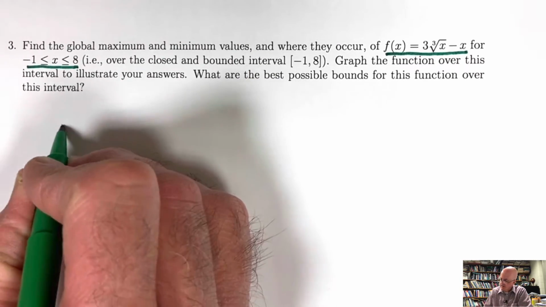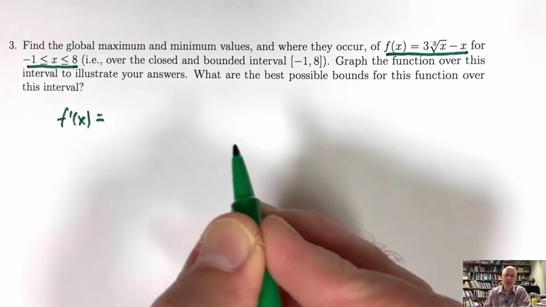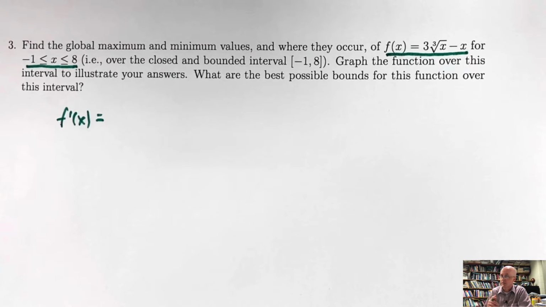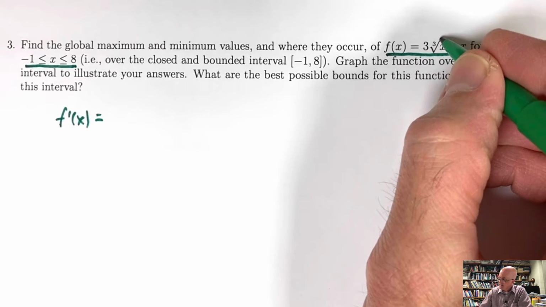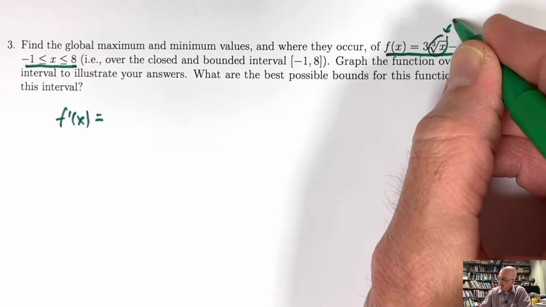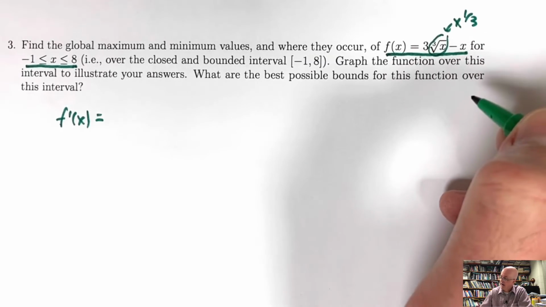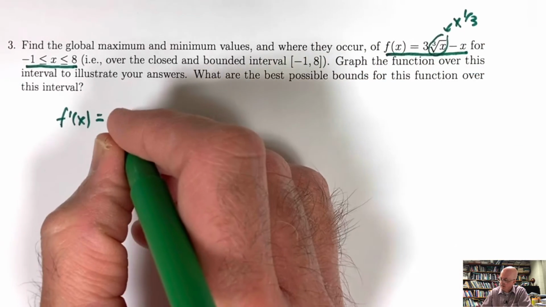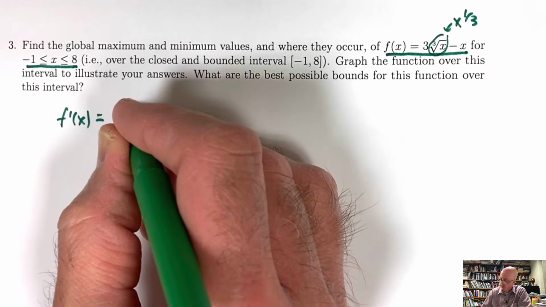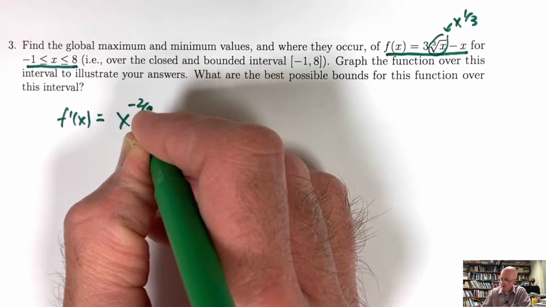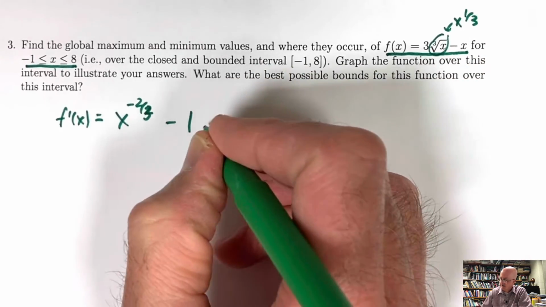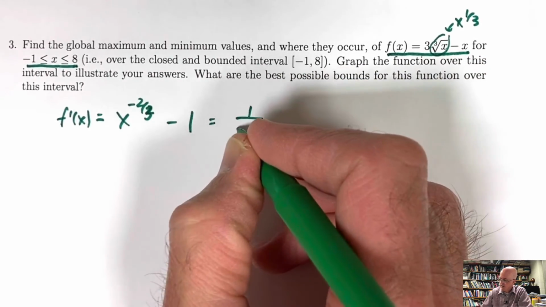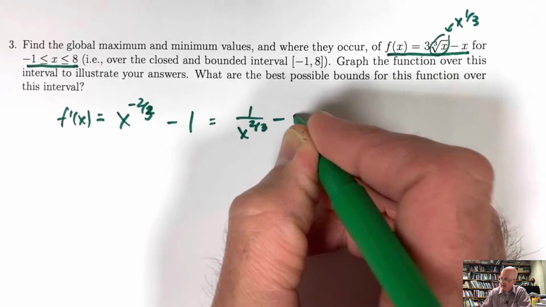All right, so take the derivative. You have to be careful. The derivative is actually undefined at x equals 0. The cube root of x, of course, is the same as x to the 1/3 power. That is a power function. If you bring down the 1/3 and multiply by 3, you get 1. And subtract 1 from the exponent, this is x to the negative 2/3 power. And then minus the derivative of x, which is minus 1. This is the same as, by definition of negative power, 1 over x to the positive 2/3 power, minus 1.